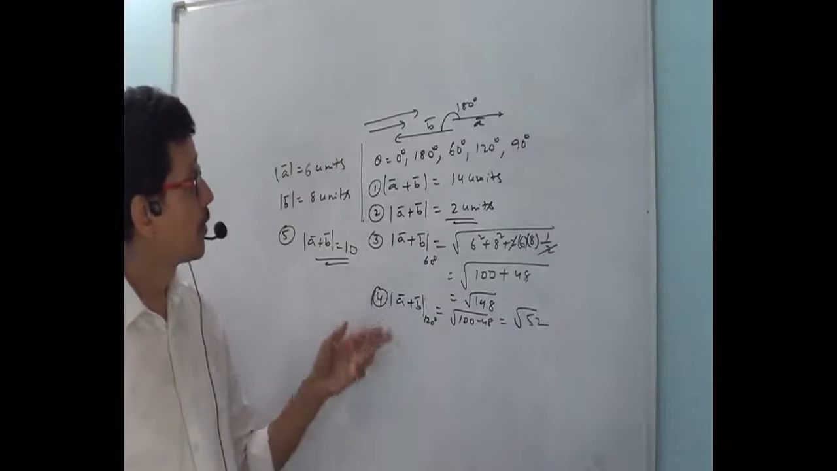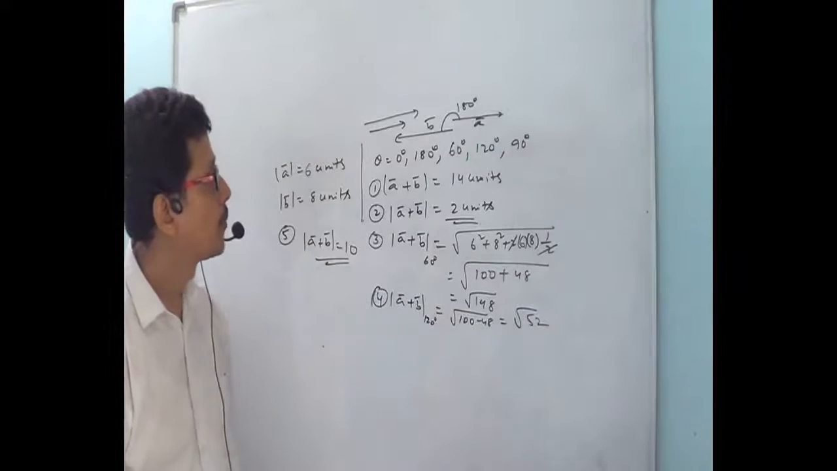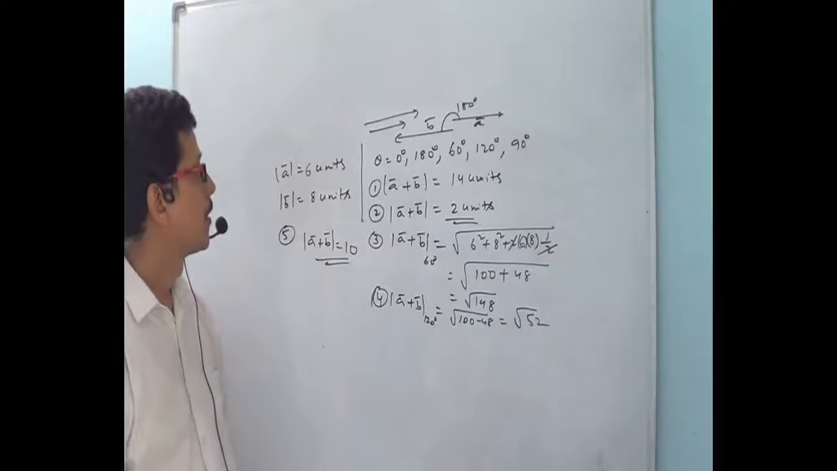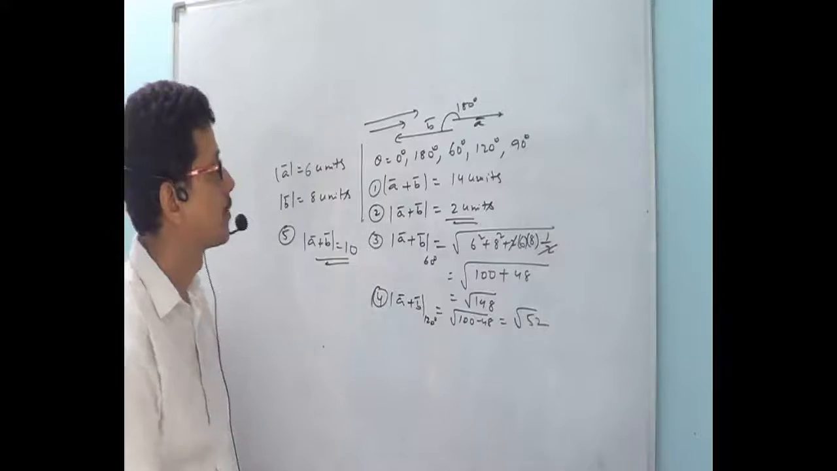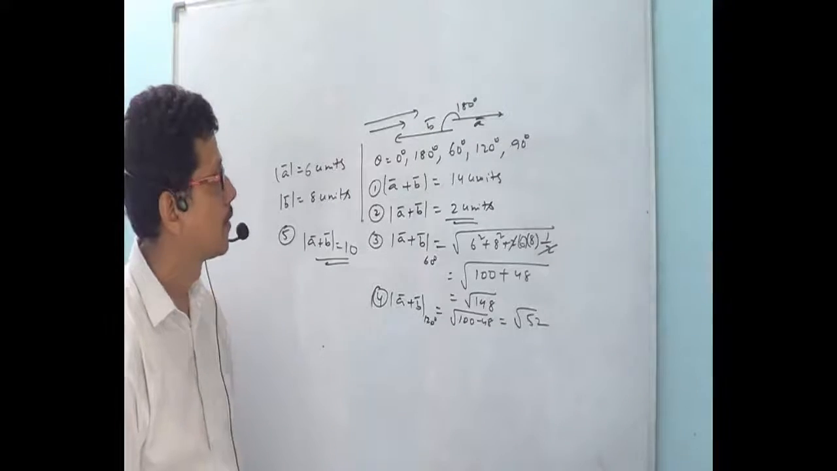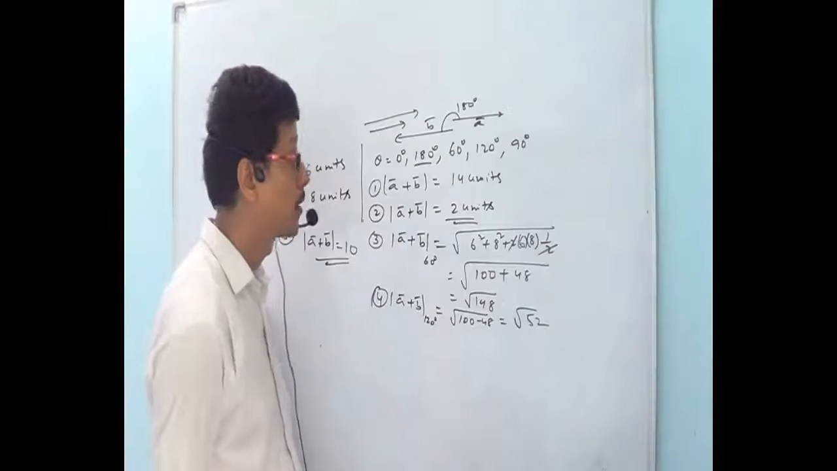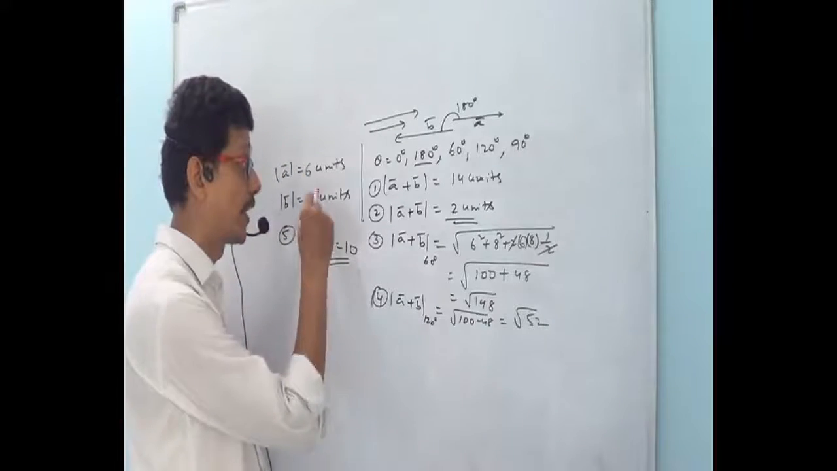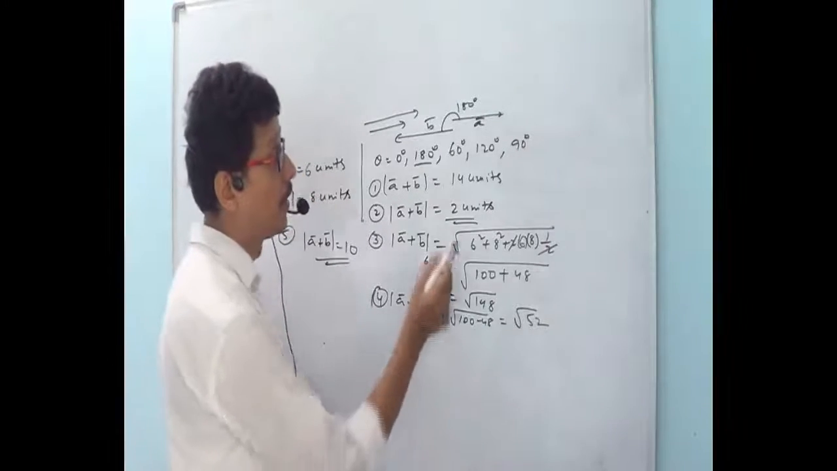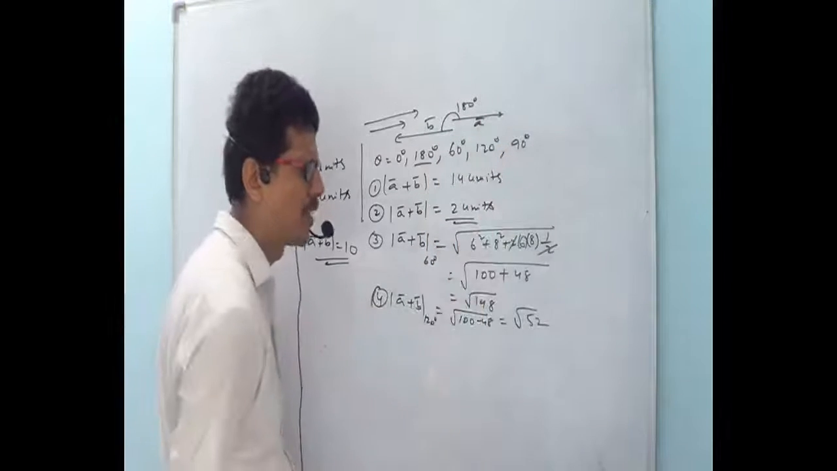The same question: you have to find A bar minus B bar. If A bar minus B bar is 2 units, and if the two vectors are 180 degrees, then what is A bar minus B bar? Then it will get added up, and A bar minus B bar is in this direction. So that will get added up.